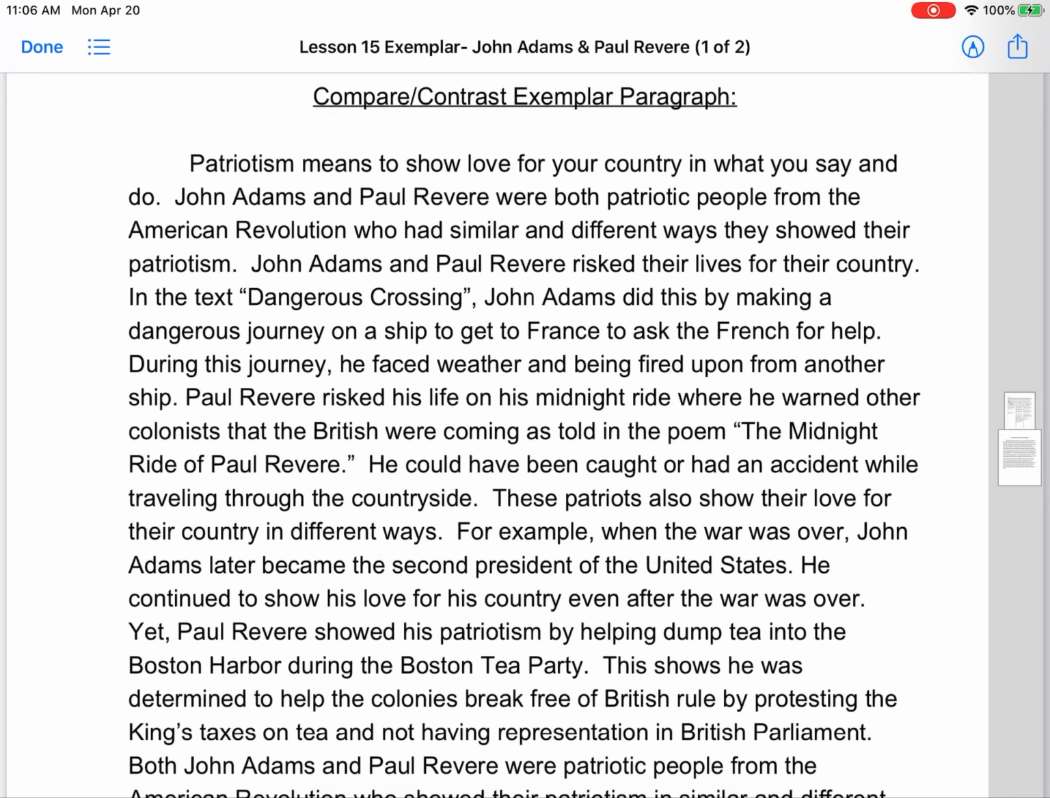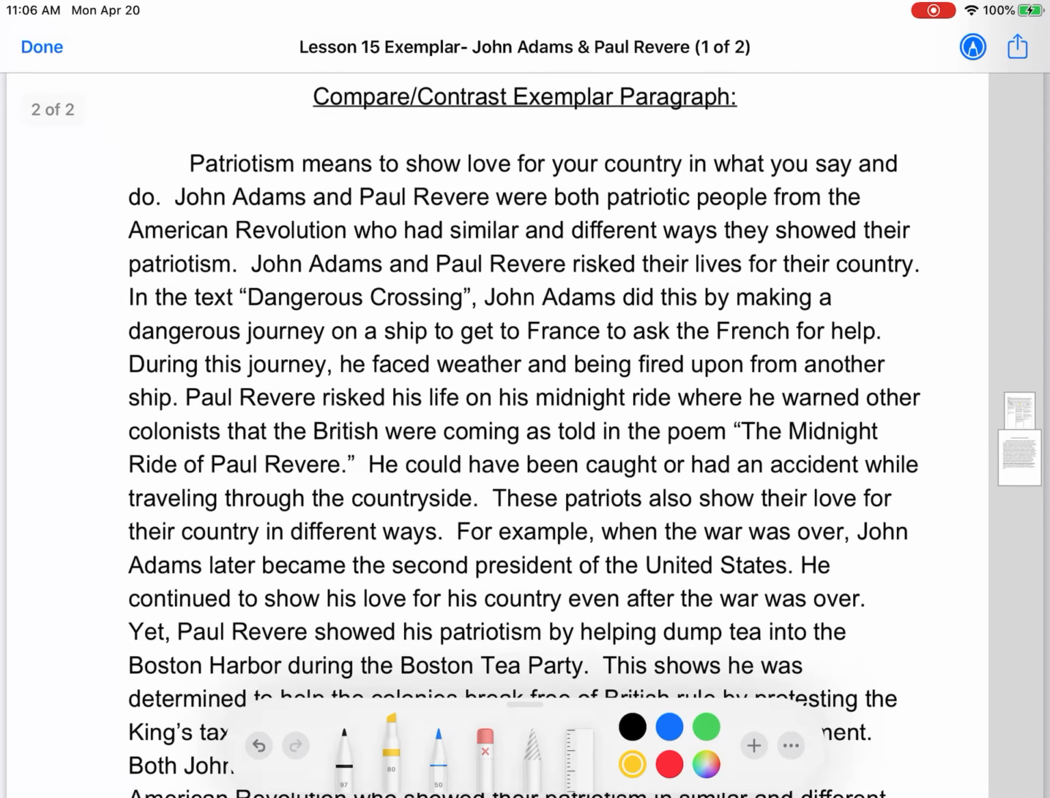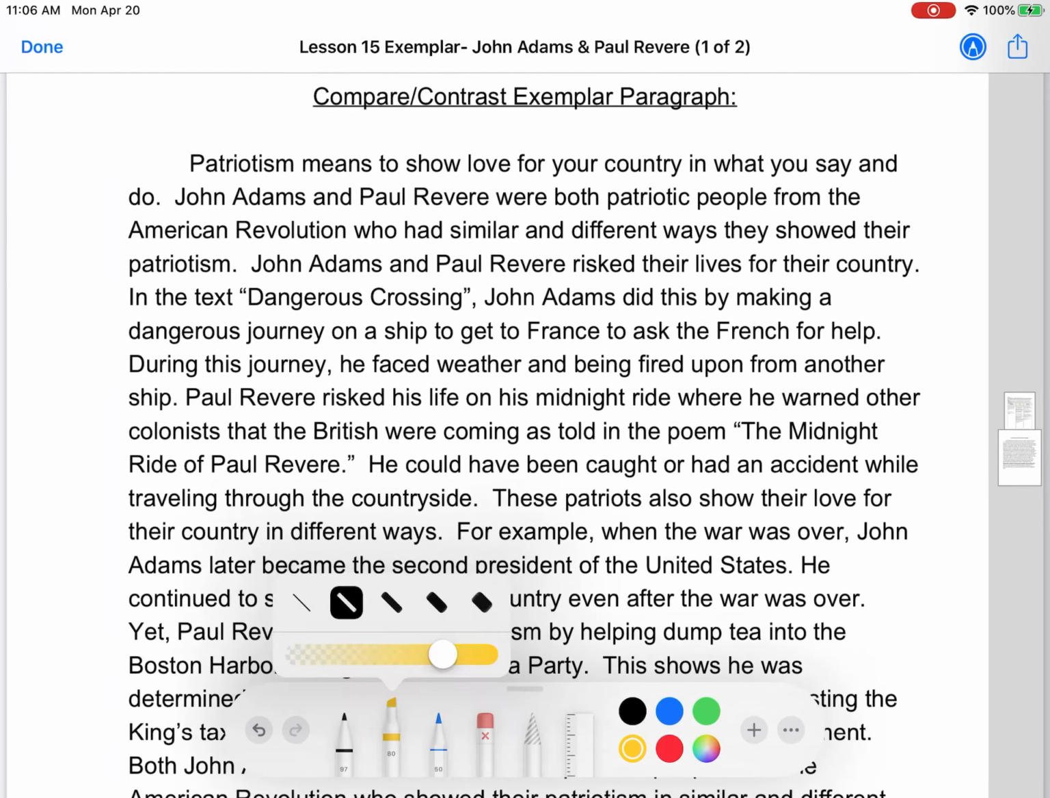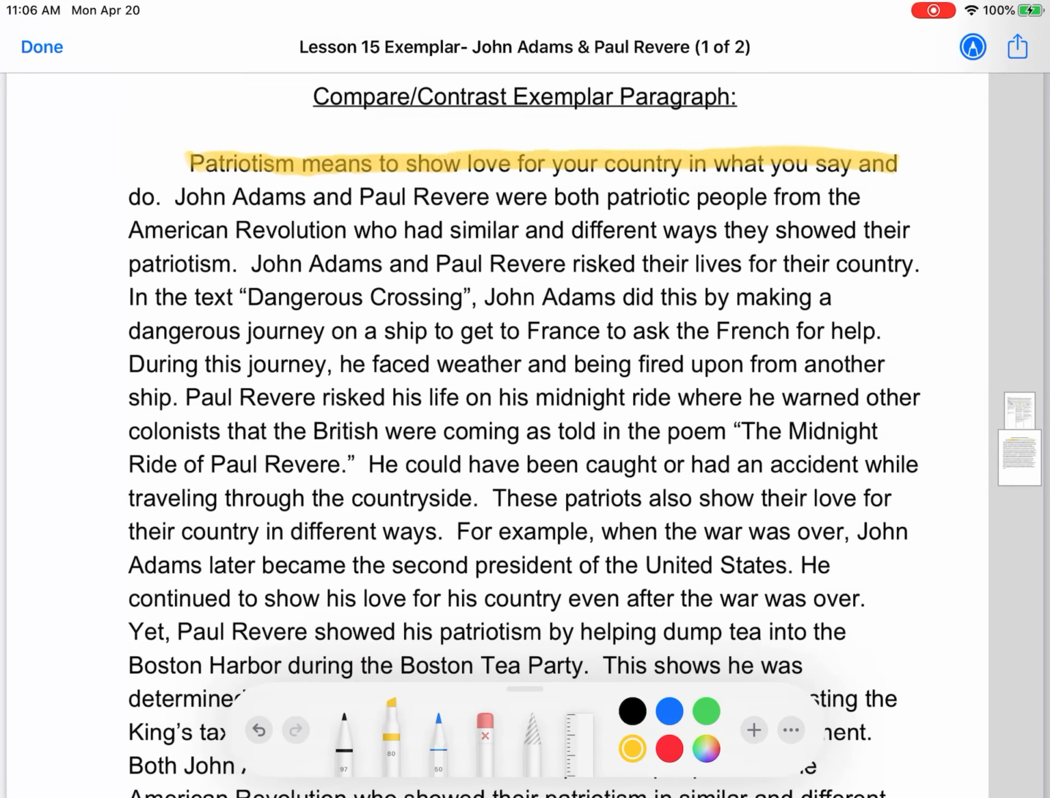Well, as you might know, all paragraphs need a strong topic sentence. So here we have a strong topic sentence. Patriotism means to show love for your country in what you say and do. John Adams and Paul Revere were both patriotic people from the American Revolution who had similar and different ways they showed their patriotism. That's informing the reader what the paragraph is going to be about.